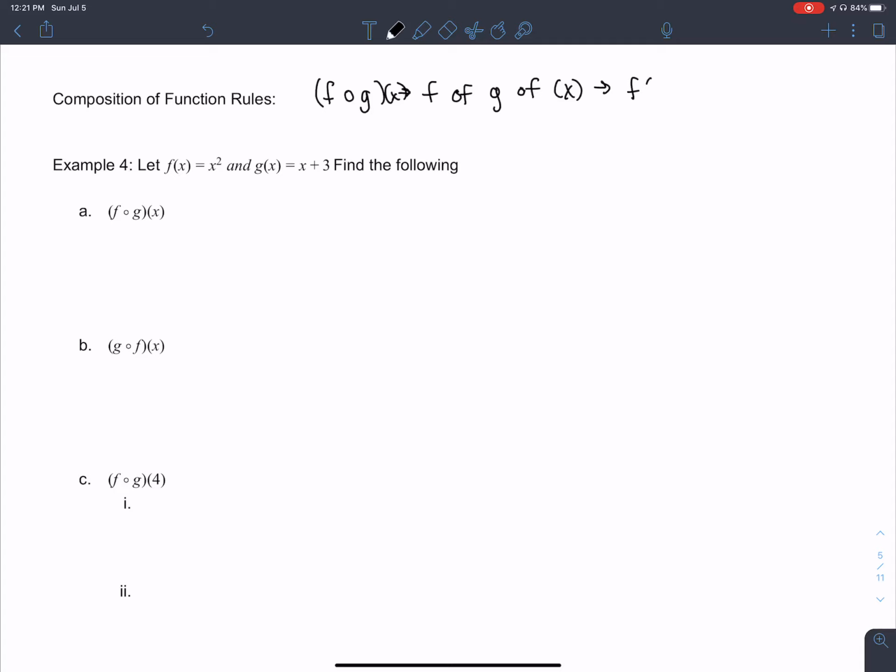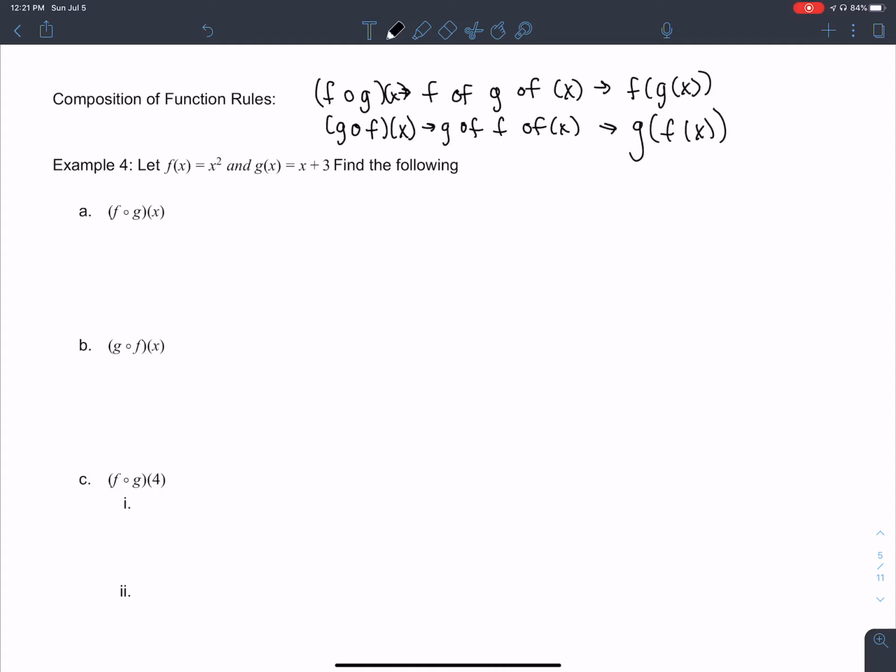I always rewrite it as f of g of x so that you can see that the g is inside. And then sometimes we see g of f of x. Okay, we say that's g of f of x, and then I rewrite it as g of f of x, or putting f inside of g.